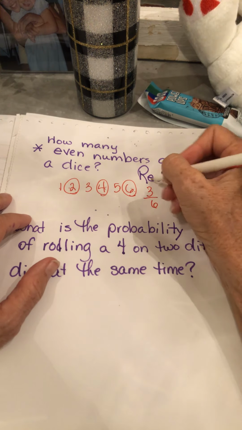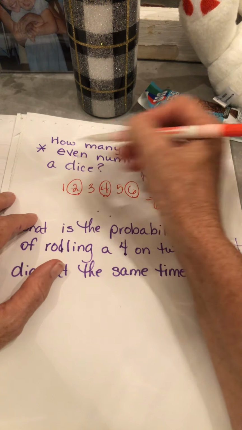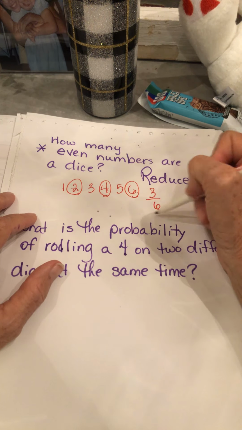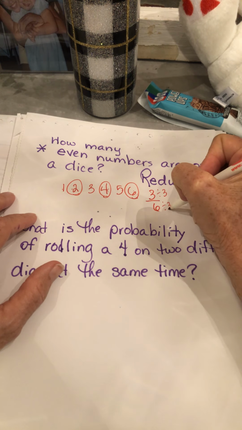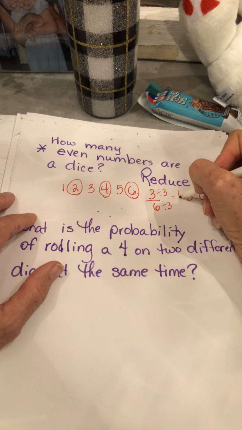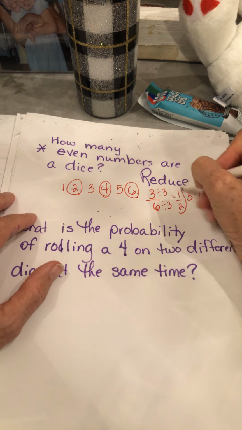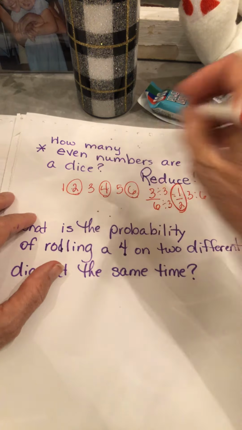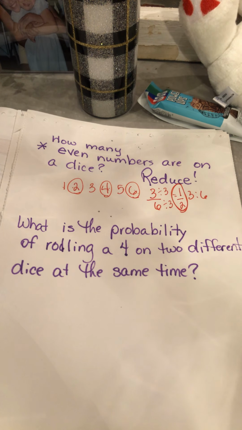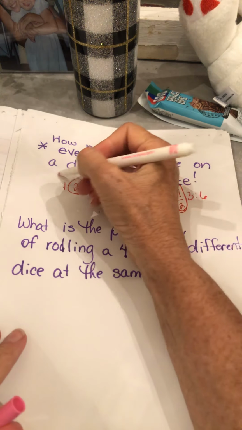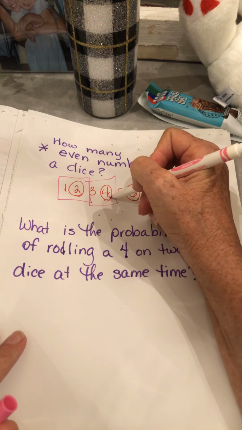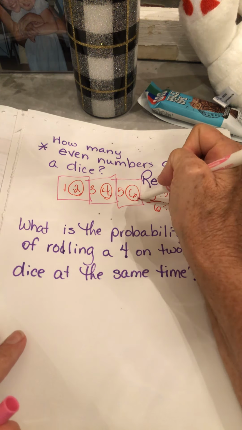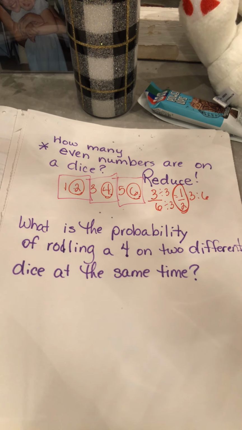But wait a minute, this can be reduced, and that's why so many of you missed this question. You got the 3 6 right, but you forgot to then go, oh, I can divide them both by 3. 3 divided by 3 is 1. 6 divided by 3 is 2. So for every 2 numbers, one of them will be even. Let's check that out. Let me get a different colored marker. So here's 2 numbers. How many are even? 1. Here's 2 numbers. How many are even? 1. Here's 2 numbers. How many are even? 1. So 1 out of 2.